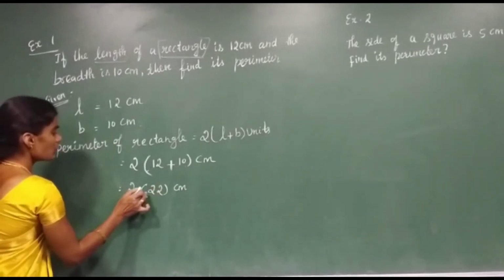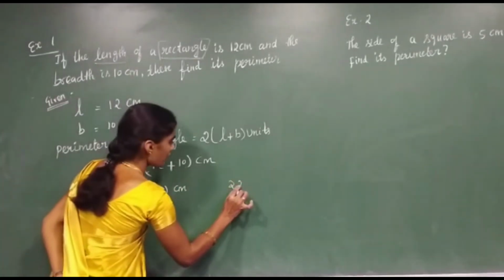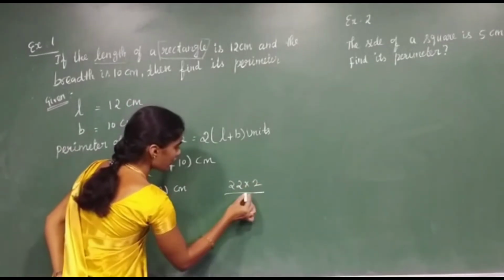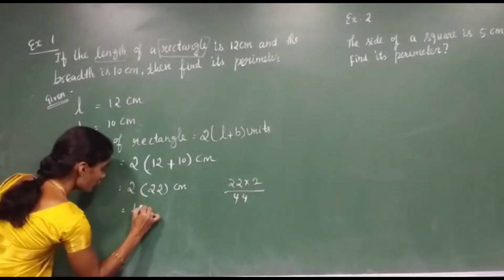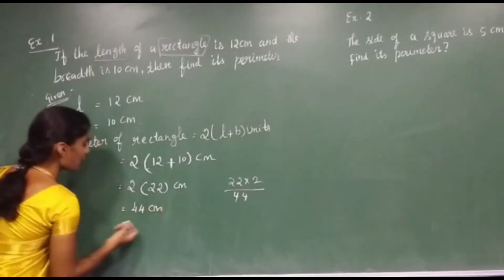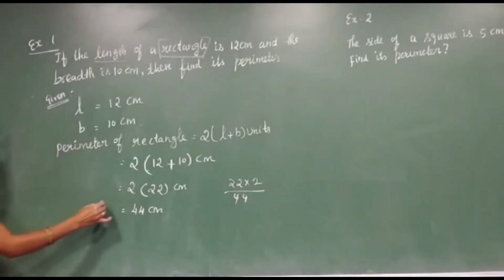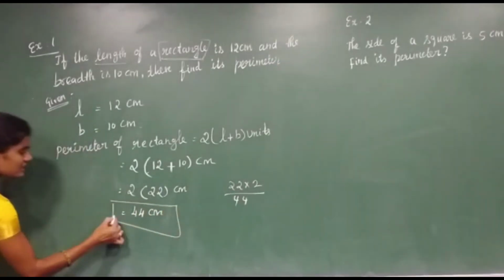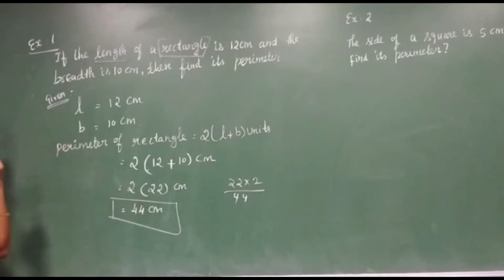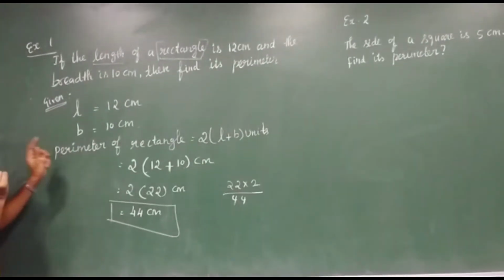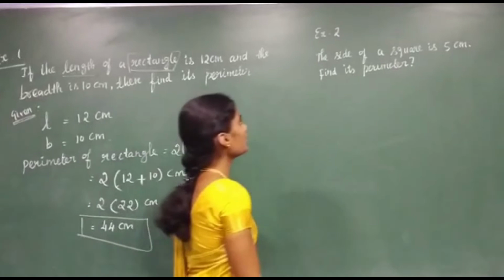So 22 into 2 is equal to, 2 2s are 4, 2 2s are 4. So 44 centimeter is the perimeter of the rectangle. What is the answer for this? Yes, the perimeter of the rectangle is 44 centimeter. Can you understand the first question? See the second problem here.